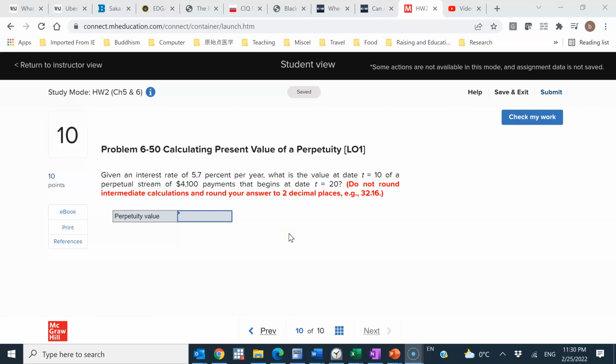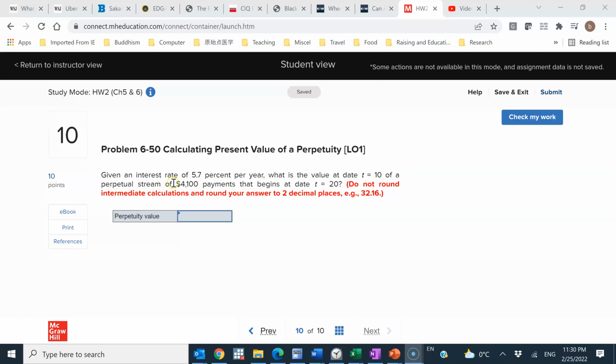So this is question number 10 of homework 2 of session 3 for time and money. The problem 6-50. We can also call this a deferred perpetuity, similar to an earlier question, which is a deferred annuity. But in terms of calculation, the formula for the perpetuity is even simpler.